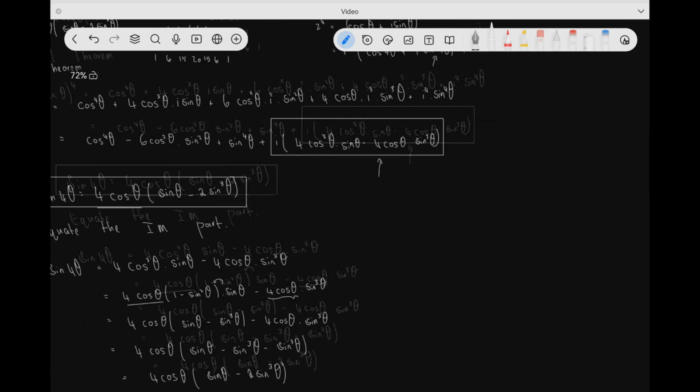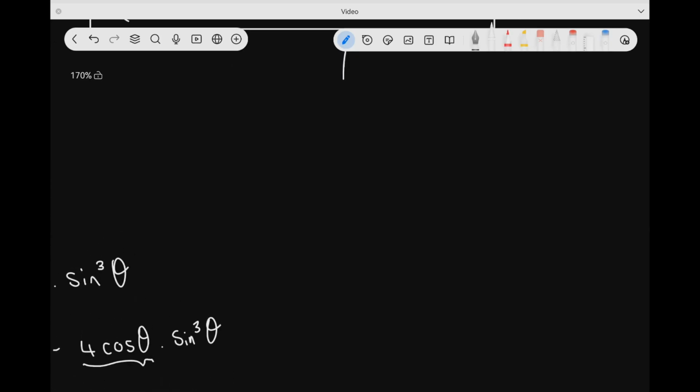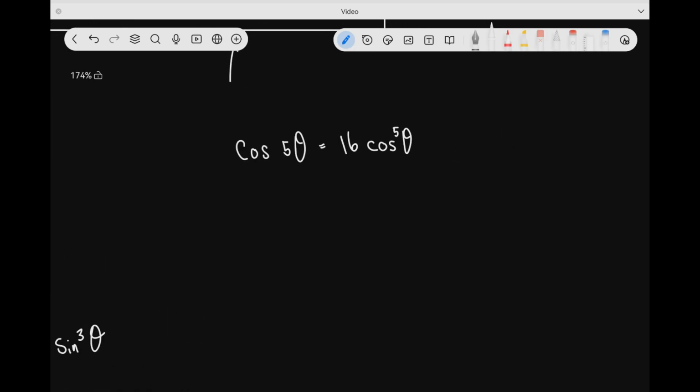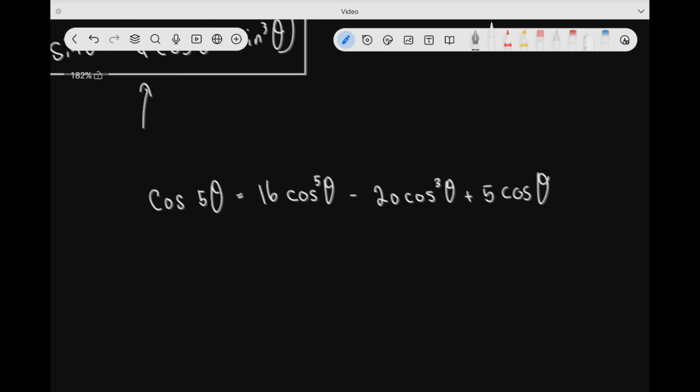And now I'll put one more on the board, but you can try this. It's going to be a bit of a challenging one, so I'll guide you how to do it. You can obviously confirm your answer by looking at the resultant, right? Okay, so let's see. Minus 20 cosine cubed theta plus 5 cosine theta. Okay, I'll guide you on how to do this.